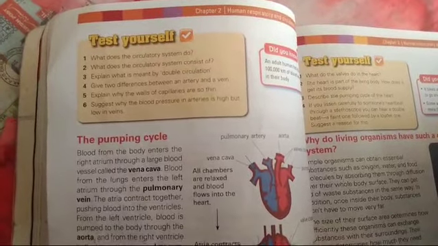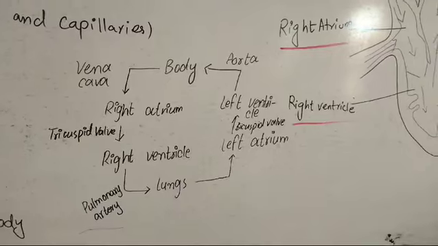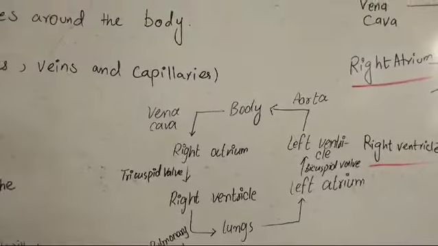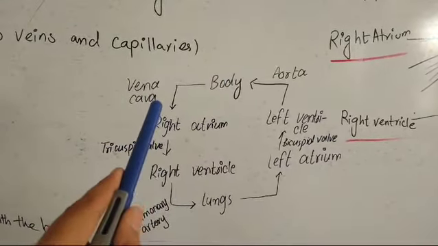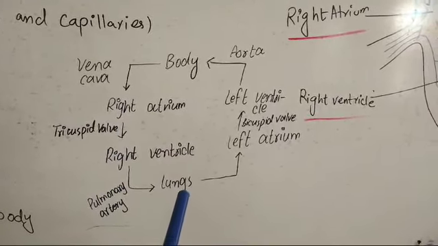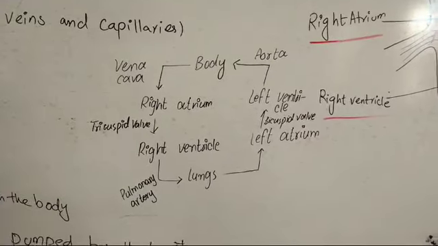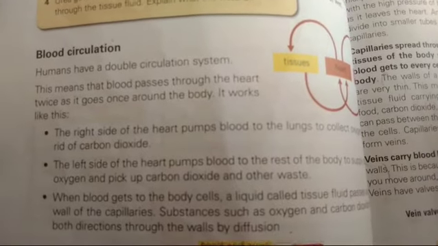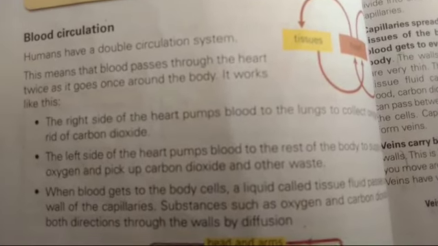Question number 3 is, explain what is meant by the double circulation. The answer of this question is on the textbook page number 26. Double circulation means that blood passes through the heart twice. Once it moves to the right side of the heart, then goes to the lungs, then again it moves into the left side of the heart, then moves into the body. So that's why it is known as the double circulation. The answer is, humans have a double circulation system. This means that blood passes through the heart twice as it goes once around the body.